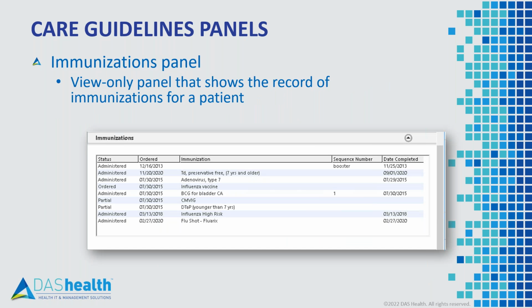We also, like I mentioned, have a panel for immunizations. So this is a view-only panel. Unlike with our orders, we can't actually make any changes to immunizations from this view. It really is just showing you the status of the immunizations, the date ordered, the actual immunization name, sequence number, and date completed. So again, this hopefully will give you some insight if you are looking through, for example, in this patient, we have an influenza vaccine that was ordered but never administered for whatever reason. That might provide some insight of why that influenza care guideline would still be showing due in that example.